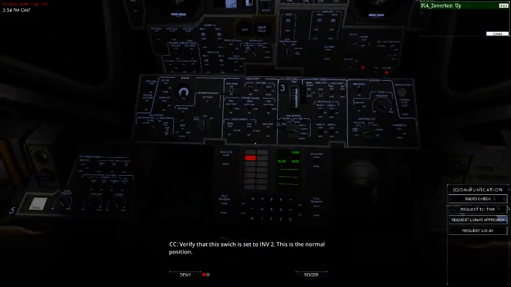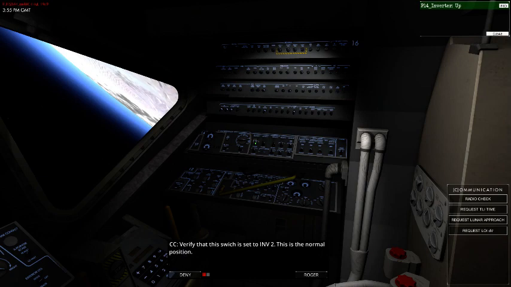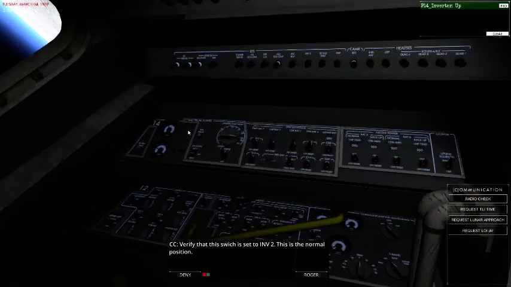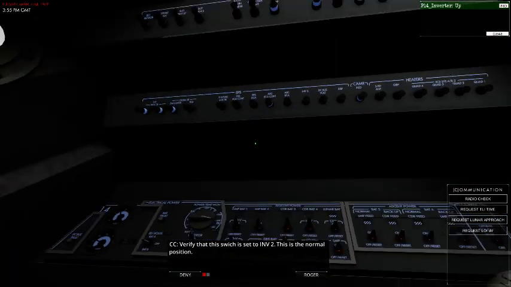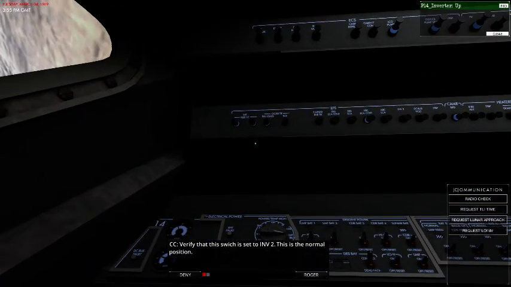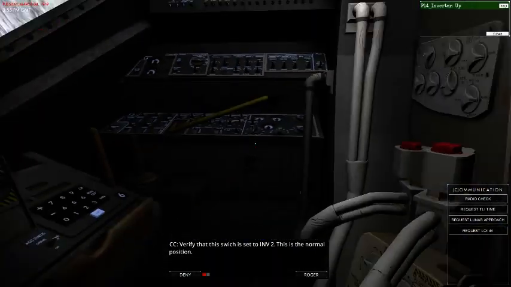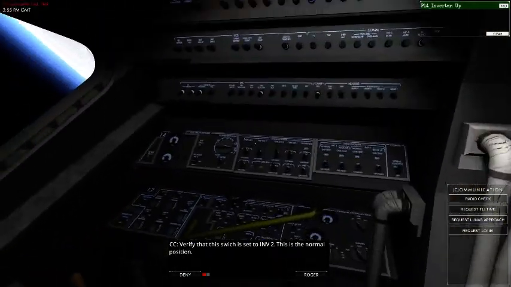Where the hell is it? Am I just being thick here or what? So it's inverter 2. I'm too low here, aren't I? No, that's where I'm going. Let me go up again.